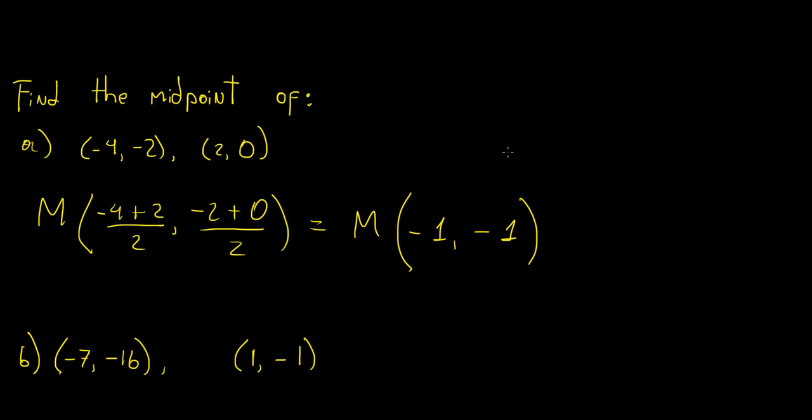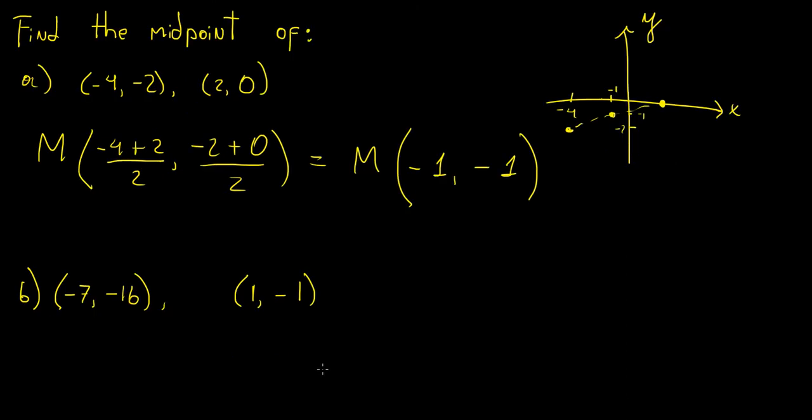And one way you could check this is if you were to plot this on the Cartesian plane, say you have your x and y axis, then you would just plot the points. So you have minus 4 here, then minus 2, and then you have 2 and 0, and this point would be somewhere here, so minus 1, minus 1. And you can see that if you were to draw a line segment, this would actually be halfway between those 2 points. So that's one way you could check it very quickly, just by plotting the points on the Cartesian plane.